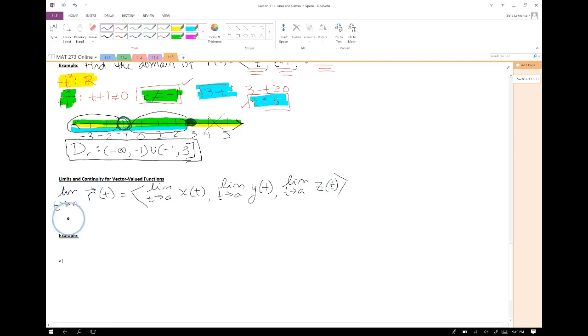And our vector valued function is continuous when our vector valued function has a real answer limit for each of the components. And it's equal to whatever we would get by just plugging a in to the function. So it's when r of a is equal to the limit as t approaches a for r of t.